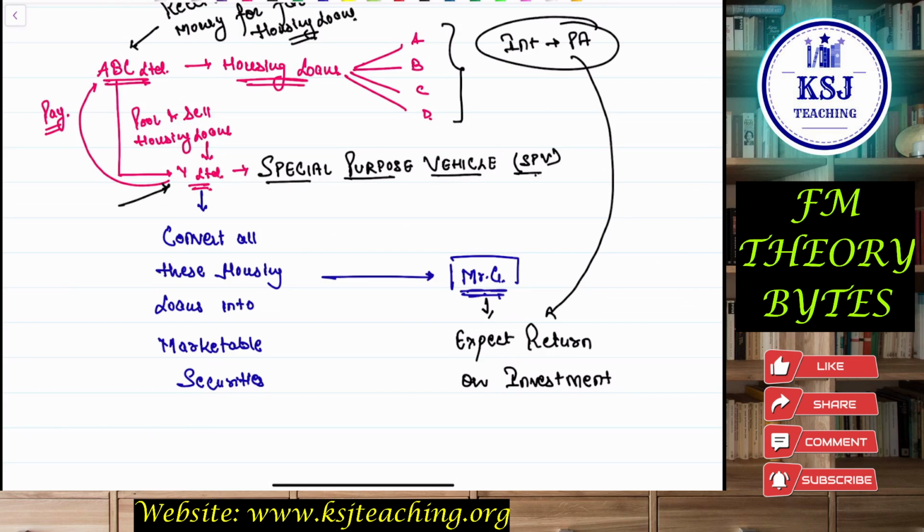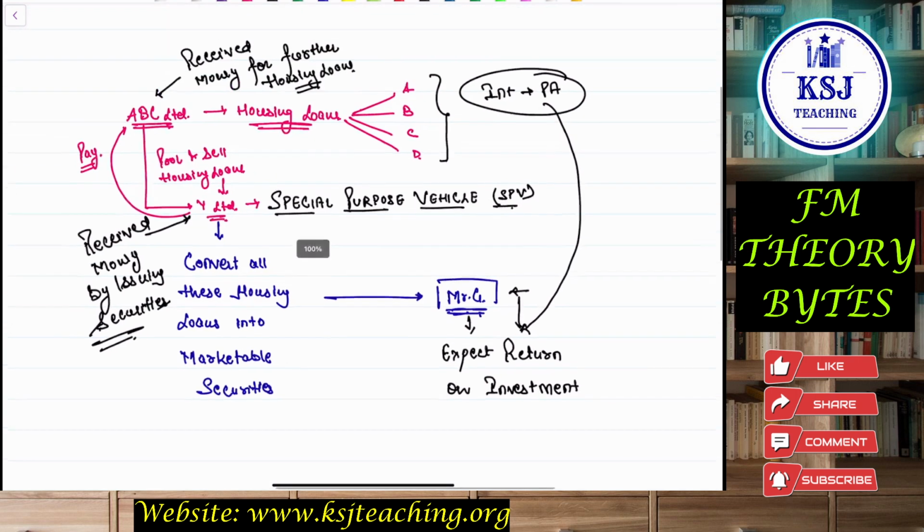Y Limited received money by issuing securities. And what is the benefit to G? Mr. G received this return on its investment.